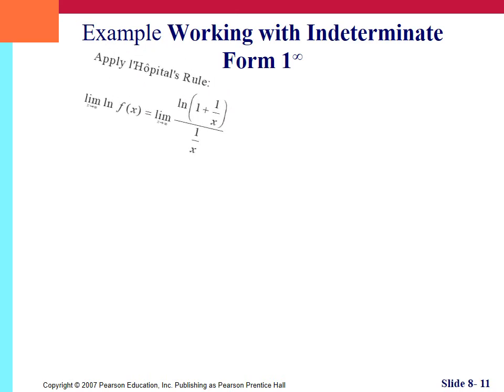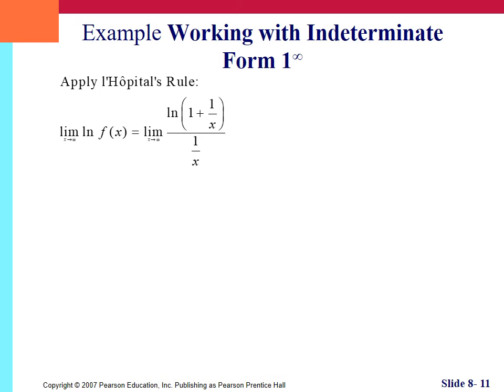Therefore, we have to apply L'Hopital's rule by differentiating both the numerator and the denominator. What happens if we differentiate ln of 1 plus 1 over x and the denominator 1 over x? The numerator differentiates to give you 1 over 1 plus 1 over x times the derivative of 1 plus 1 over x by the chain rule.